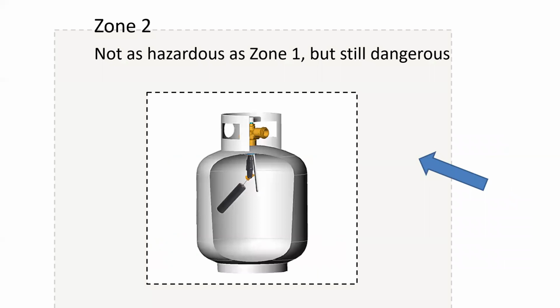Zone 2 is not as hazardous as Zone 1, but it's still dangerous. If we go to 18150, lots of electrical equipment is permitted, and Table 18 is again referenced. We're going to take a look at some of the rules within Zone 2 prior to going to Table 18.